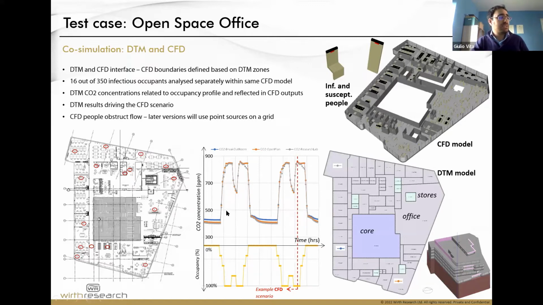There is the CO2. As you can see, there are CO2 concentrations in this graph. Basically, those are the outcome of the DTM simulations, and we use them to identify the highest concentration of the day, and this would constitute the CFD boundary conditions. So we take all the surface temperatures at that instant of time to set up our CFD.